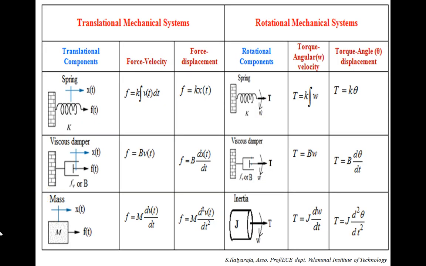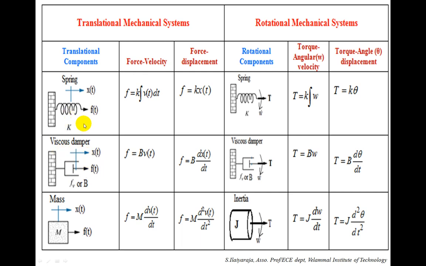Then next we are going to see the translational mechanical system and rotational mechanical system. Mechanical systems are classified based on translational and rotational. So what are the basic components used in translational? One is the spring, another one is the viscous damper, and the third one is mass. And the force is applied to the mass, and due to the force there will be a displacement in the mass, which is represented by x(t). The viscous damper is represented by B or Fv as the notation.